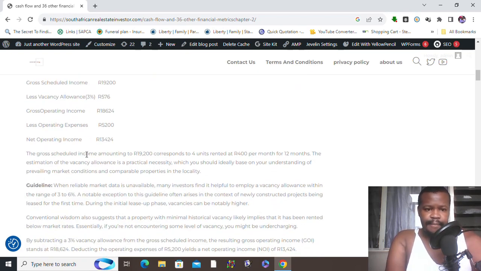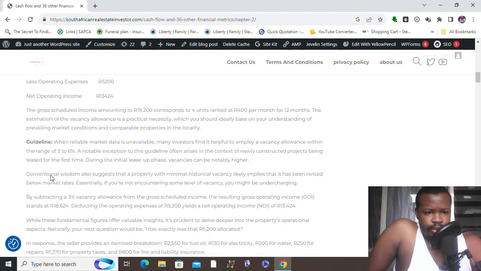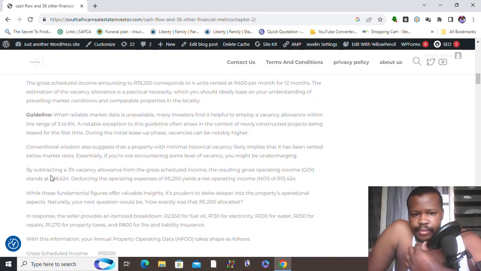The gross scheduled income amounting to 19,200 corresponds to 4 units rented at 400 rand per month for 12 months. The estimation of the vacancy allowance is a practical necessity, which you should ideally base on your understanding of prevailing market conditions and comparable properties in the locality. Guideline: when reliable market data is unavailable, many investors find it helpful to employ a vacancy allowance within a range of 3 to 6%. Notable exceptions to this guideline often arise in the context of newly constructed projects being leased for the first time.